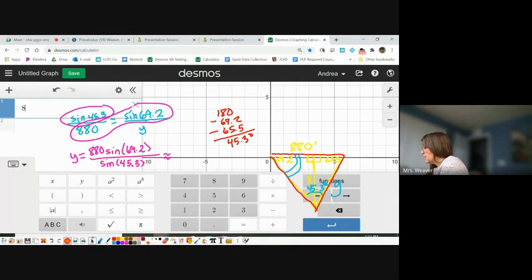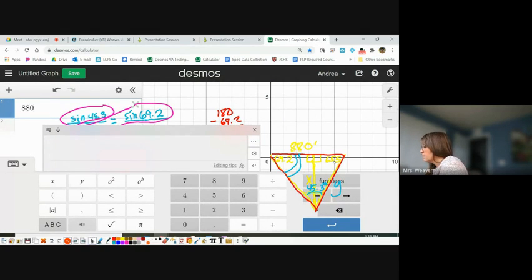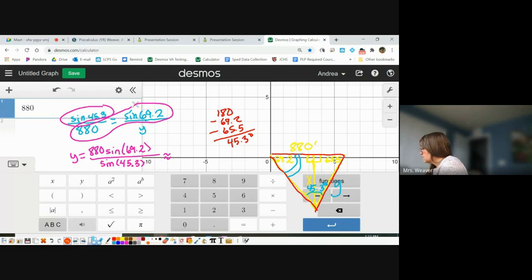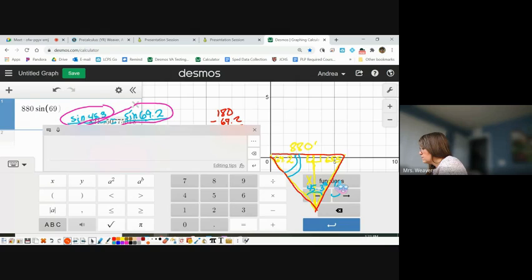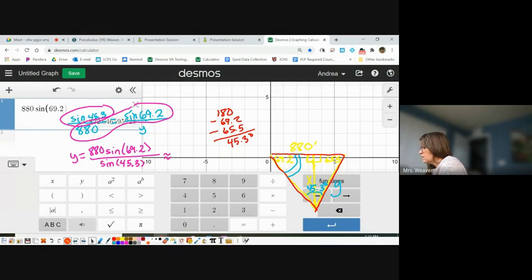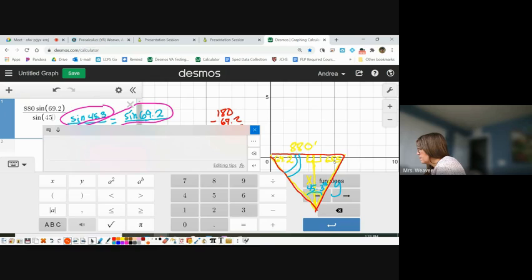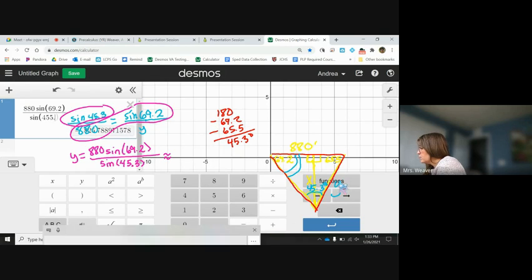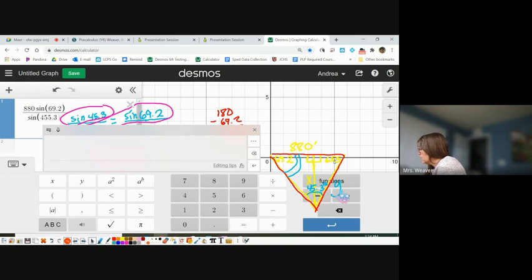So I'm doing 880 sine 69.2. Close that parentheses. Divided by 45 sine of 45.3. That's the thing, because there's more than one way to work a problem. I double typed my 5. I got to go back and fix that 45.3.